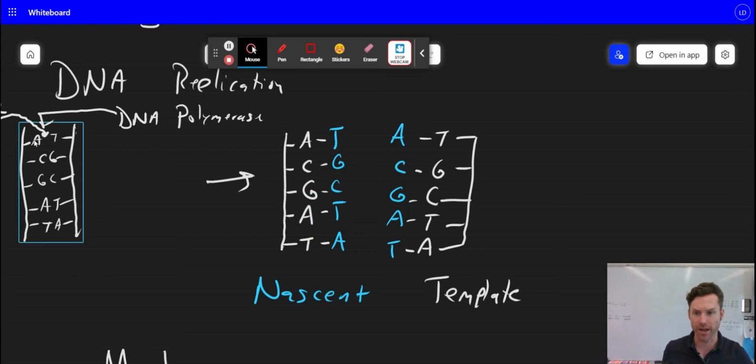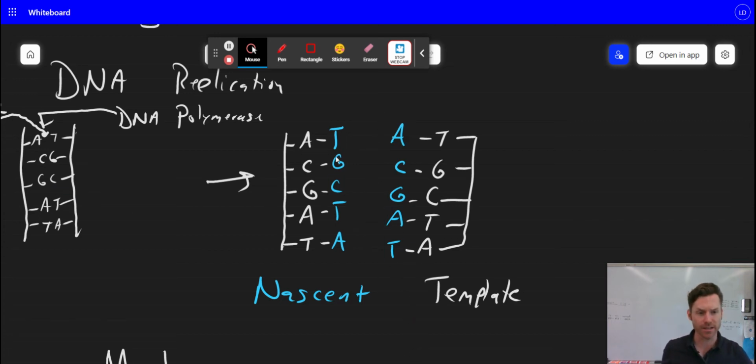So when it read A, it put on this T. When it read C, it put on this G. When it read G, it put on this C. When it read A, it put on this T. And when it read T, it put on this A. And in the other direction, it did the same thing here.